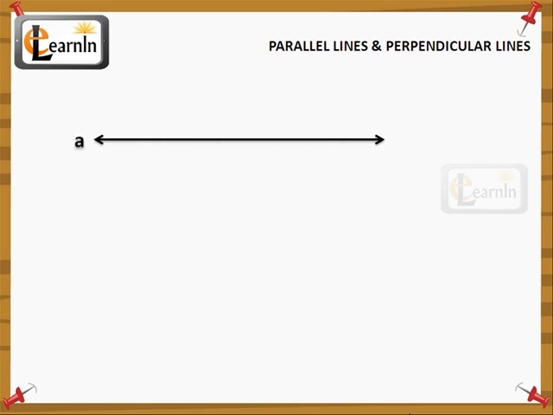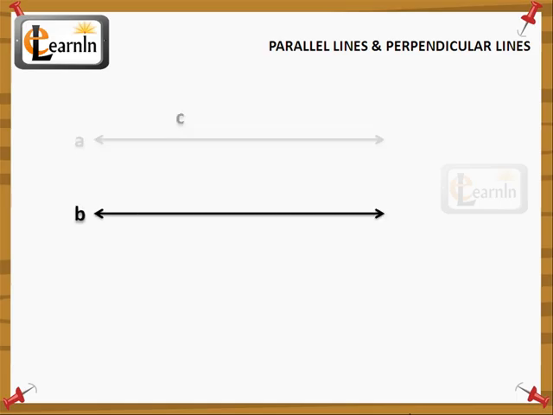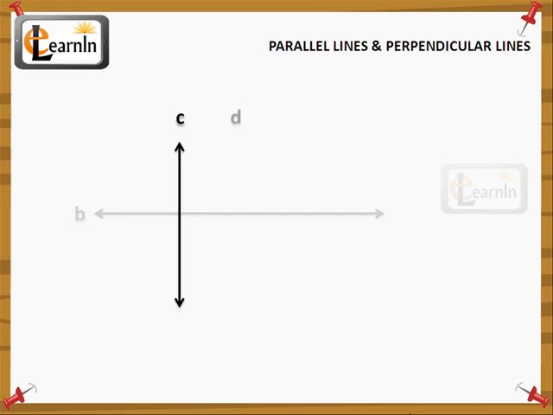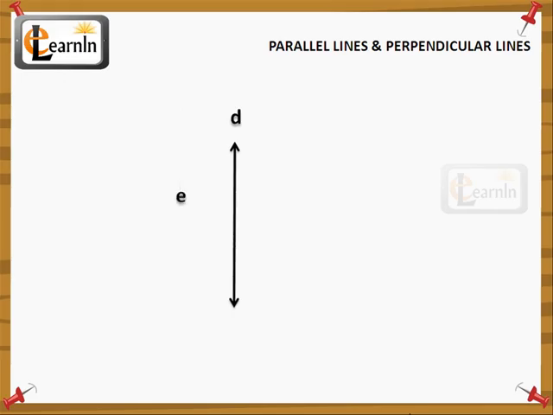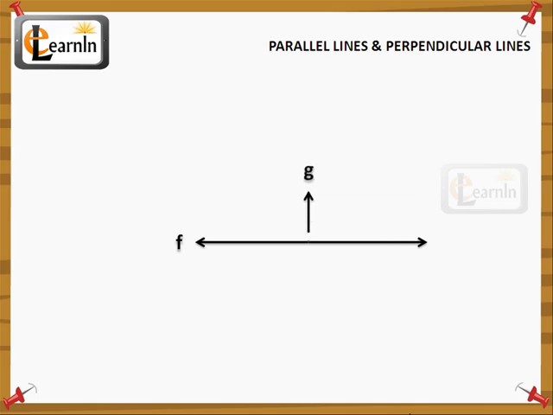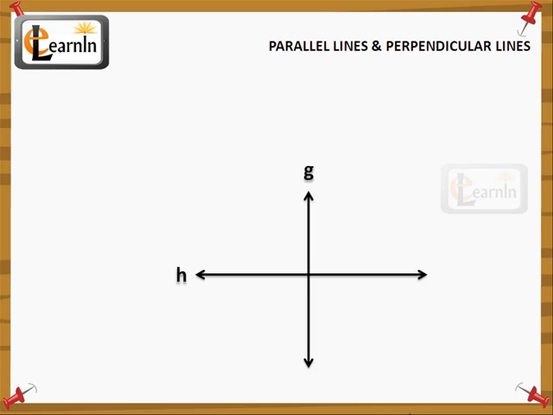Now, let's practice identifying parallel and perpendicular lines. Line A is parallel to line B, which is perpendicular to line C, which is parallel to line D, which is perpendicular to line E, which is parallel to line F, which is perpendicular to line G, which is perpendicular to line H. And I know that's a run-on sentence, but I don't care, this is a math video. Hopefully, now you can distinguish between parallel and perpendicular lines.